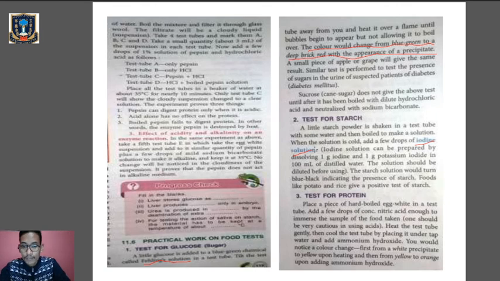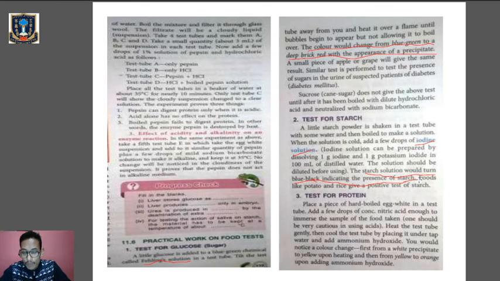Clear? Now the solution will be diluted before using. The starch solution will turn blue-black, indicating the presence of starch. So the color will be what? It will be blue-black. The starch solution will turn blue-black, indicating the presence of starch.